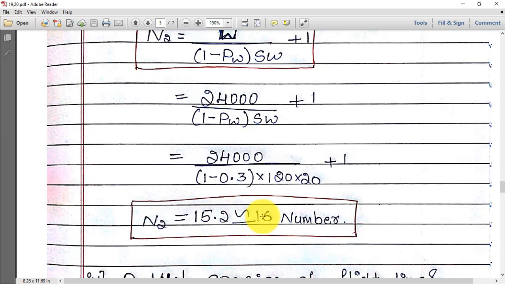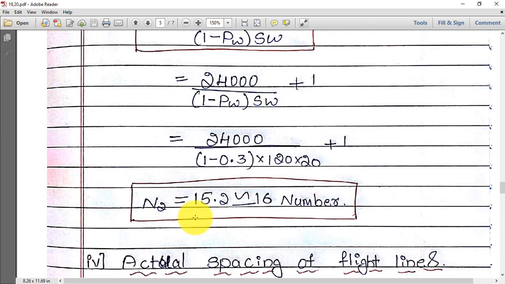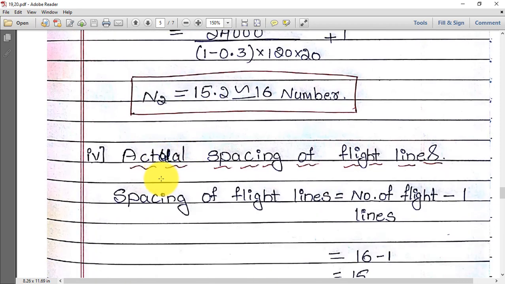If you get extra one photograph or extra one flight, there is no problem. But here if you miss one photograph, this point of data of area will be lost. That should not happen. Clear? You always round up to next number, that is 60 numbers N2. So this is about third one.